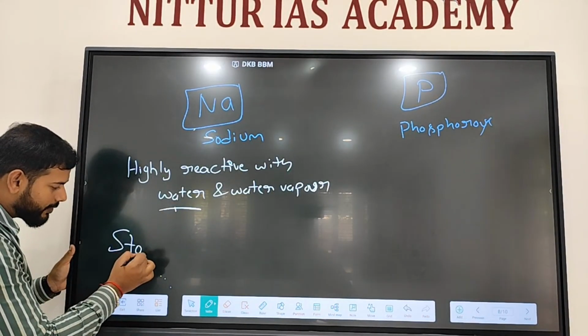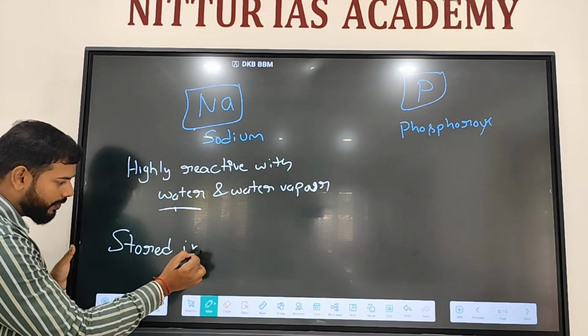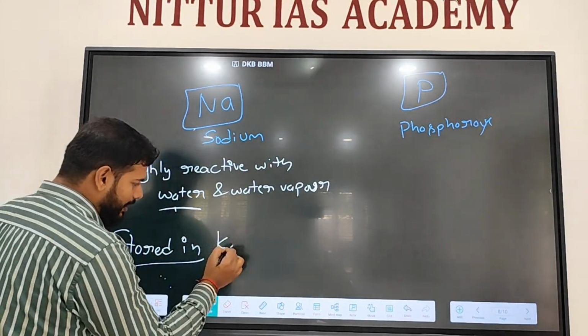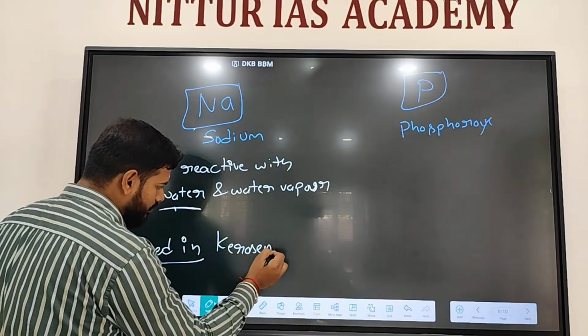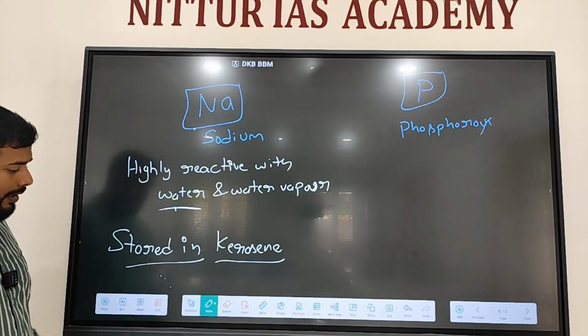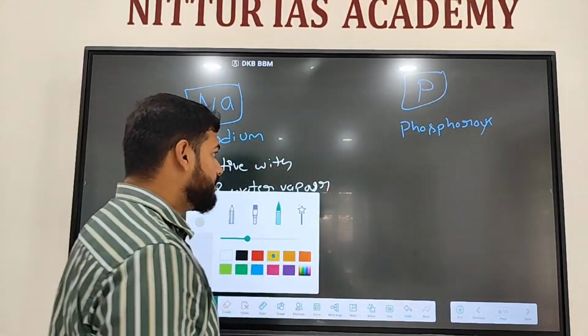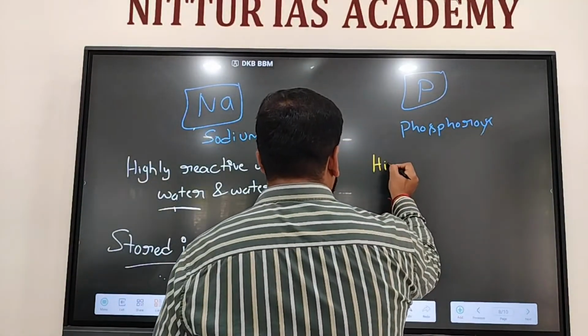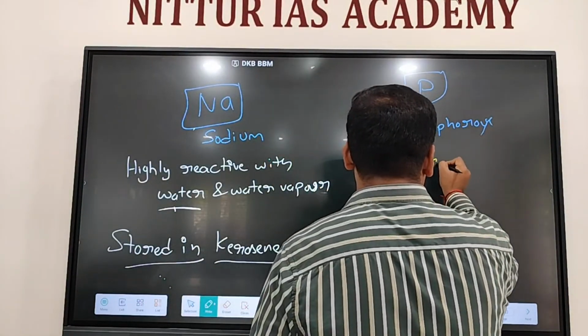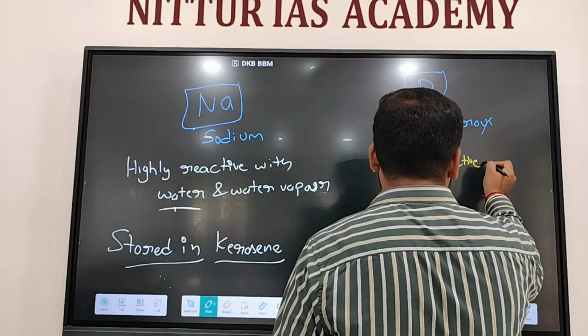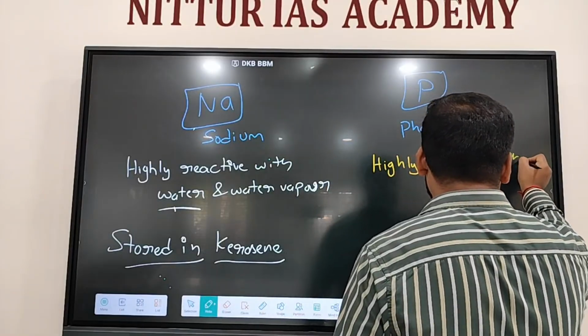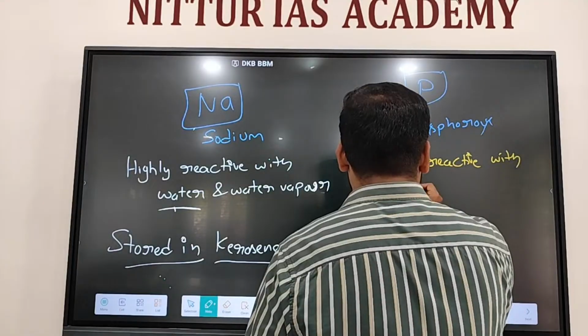That's why it is majorly stored in kerosene, sodium. Likewise, phosphorus is highly reactive with oxygen.